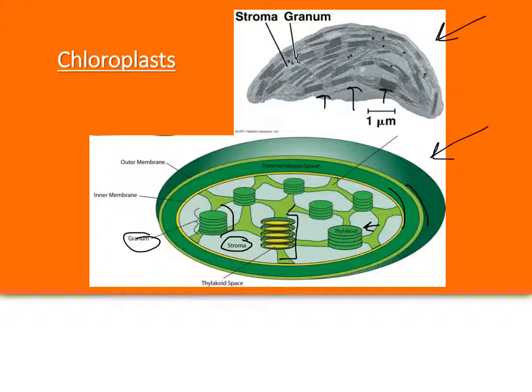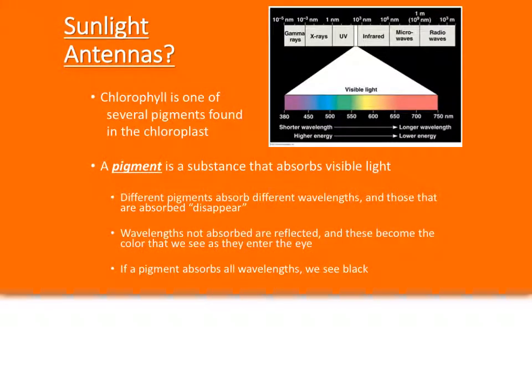And it is within these grana that we find chlorophyll. Chlorophyll is the chemical, which we'll talk about in a second, that you find inside a thylakoid and that helps you perform photosynthesis. So essentially, a leaf on a plant is an antenna for sunlight.